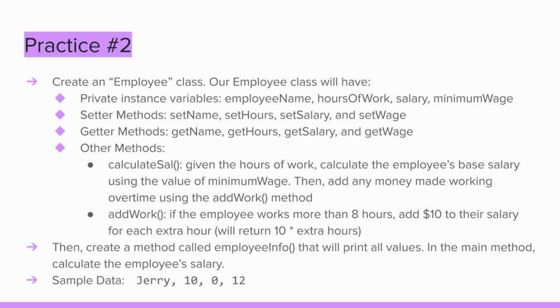Our first method is called calculateSal, which will calculate our employee's salary using the value of minimum wage and the hours the employee worked. Our second method is addWork, which checks if the employee works more than 8 hours. If they did, then we'll add $10 to their salary for each extra hour. Finally, we'll make another method called employeeInfo that will print all the variables.